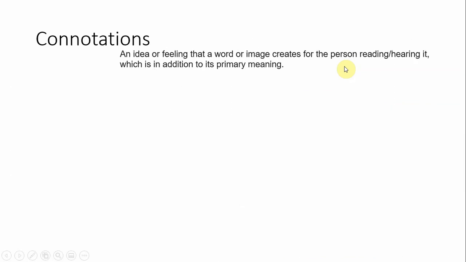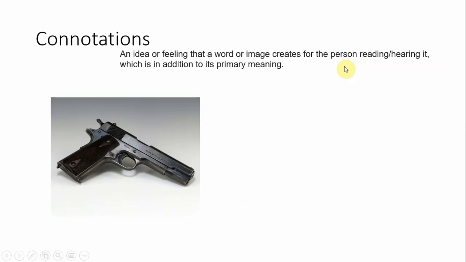Connotations are an idea or feeling that a word or image creates for the person reading or hearing it, in addition to its primary meaning. So this can be a symbol or it can be a word, and it has many ideas attached to it. A classic example is a gun. Now this could symbolize protection, threat, death, power, war, freedom. If you're an American and you believe that you have the freedom to bear arms, this gun can mean all those things to different people, and different things to the same people in different situations.